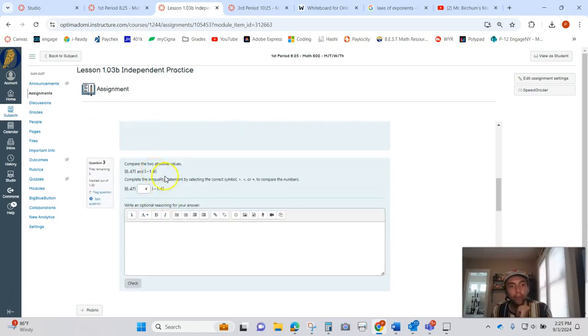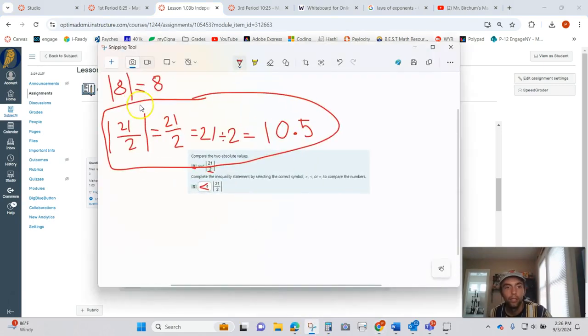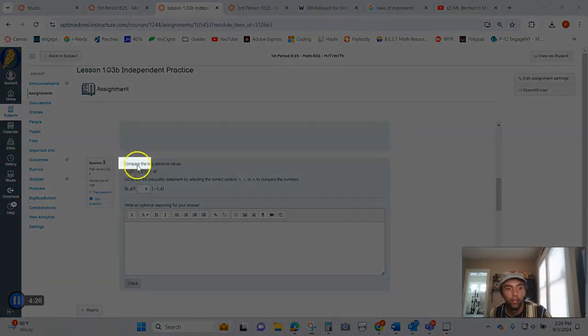Question 3. Compare the two absolute values. Absolute value of 0.47 and absolute value of -1.4. Complete the inequality statement by selecting the correct symbol, alligator mouth, or equal sign, to compare the numbers. Let's get solving.